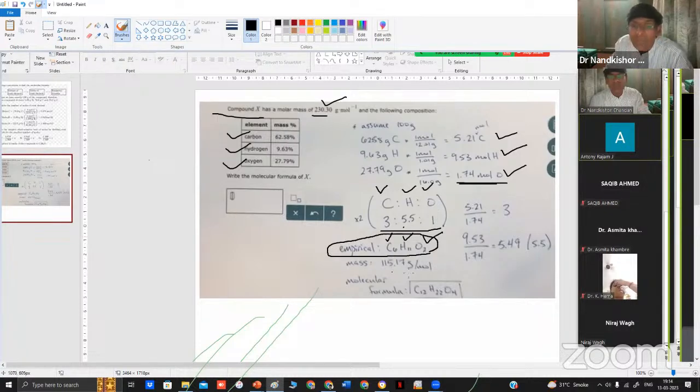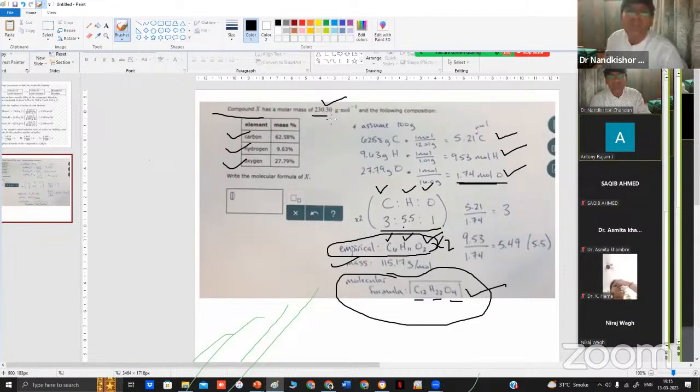Now this empirical formula mass is 115.17. So that means the molecular formula is twice the empirical formula. If I make it twice, it will be C12, H22 and O4, and this becomes the molecular formula. If I count the molecular weight of this, it will be 230. The empirical formula weight is half of the molecular formula, that's why I had to repeat it twice, and then it becomes the molecular formula. So from the molecular weight, you can easily come to know how many times the empirical formula repeats.